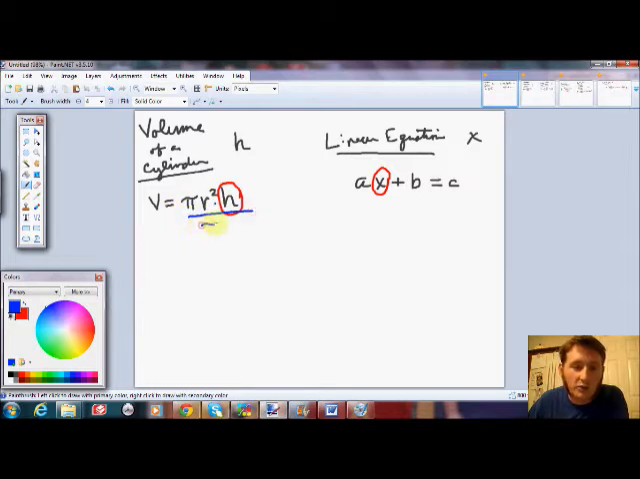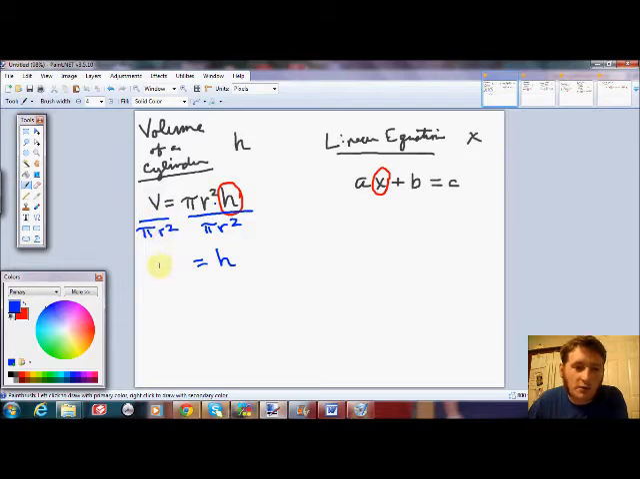And I'm going to move potentially more than one thing at a time. Like in this case, for this volume of a cylinder formula, if I want to get h by itself, I would just go ahead and divide by pi r squared on both sides. And so these would cancel out completely to 1, and 1 times h is h.